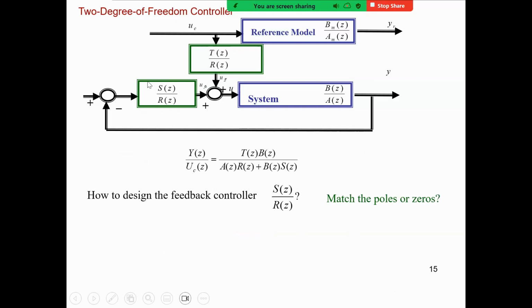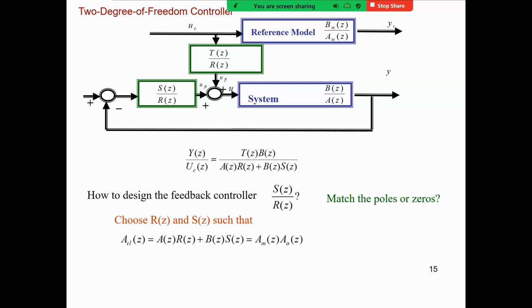How do we design the feedback controller? From last week's lesson, we know that the purpose of the feedback is to place the poles. So we just try to place the poles, which means this is the closed loop denominator for the transfer function. So we just design R and S such that AR plus BS matches the reference model. But then you will say, hey, the denominator of the reference model is supposed to be AM. Why do we add A0 there?